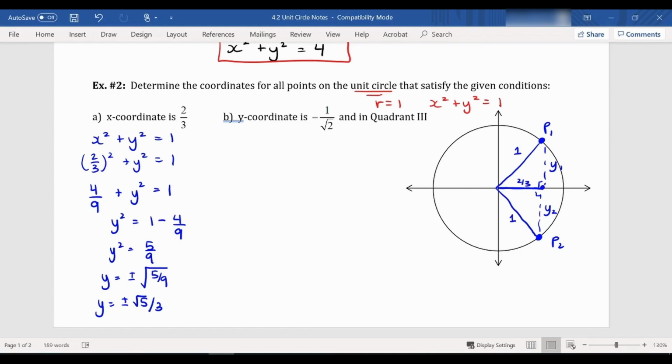Now this means that I have my positive and negative points. So my possible points are 2 over 3, comma, root 5 over 3. That would be P1. And 2 over 3, comma, negative root 5 over 3 would be my P2. So the positive point in that first quadrant would be with the positive y value. The point in the fourth quadrant with the negative y value would be my P2.